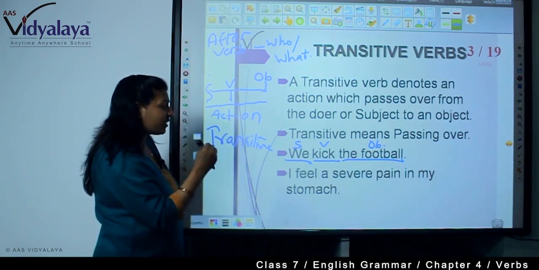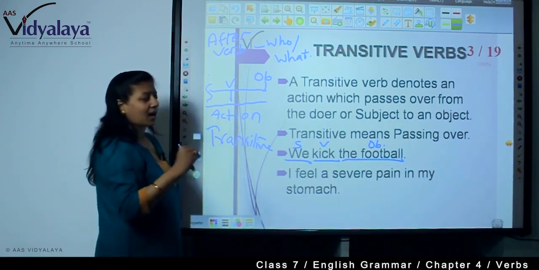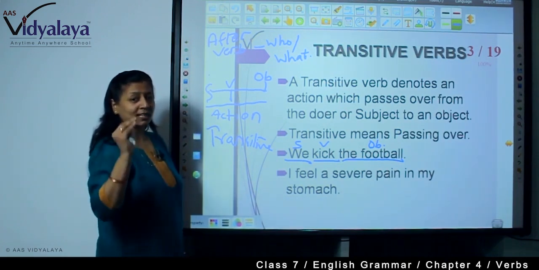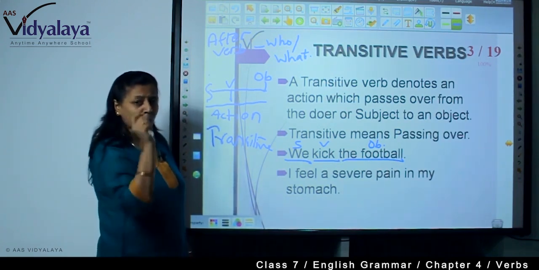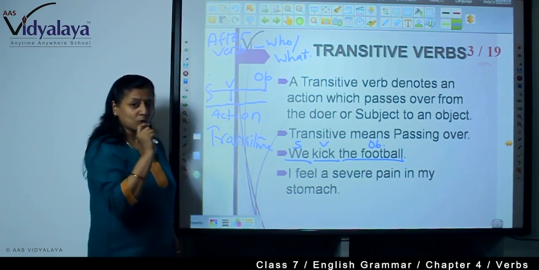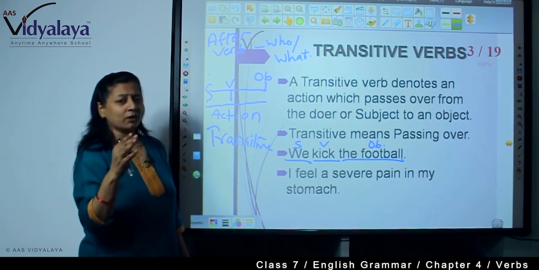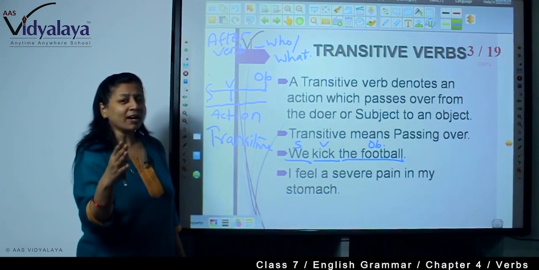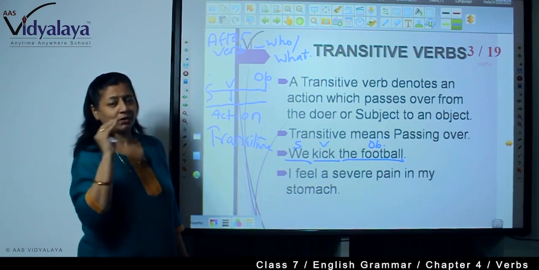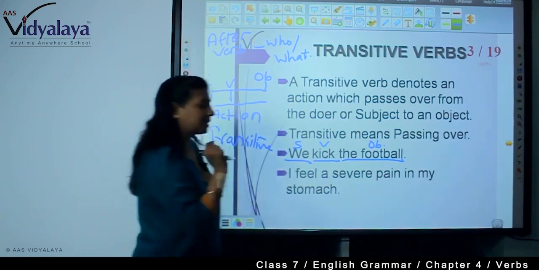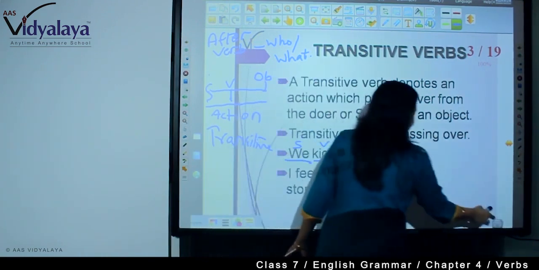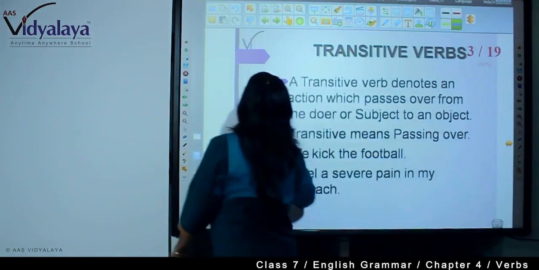I feel a severe pain in my stomach. I feel what? A severe pain. So, that is an object. So, if you want to know the object in a sentence, then you must just ask after the verb who or what. And if you find the object, that means the verb is transitive. Understood? And this is very easy to understand.